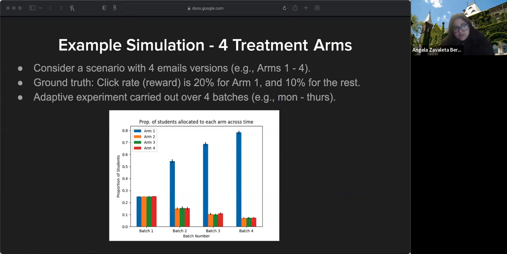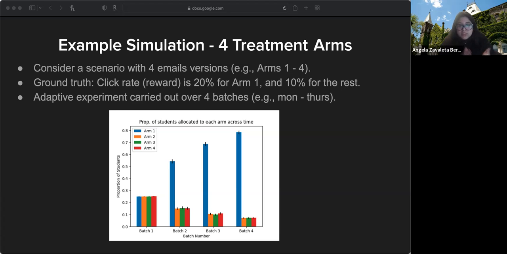One can see a clear case where bandit algorithms give the better arm more often. Let's look at the simulation we ran with 10 million observations. Coming back to our setting of email reminders, consider this scenario with 4 email versions, where after the first batch, we found that the reward of arm 1 is 20% and 10% for the other arms. As we go along, more and more students will get assigned to arm 1. Even with a small difference, we saw a large effect.